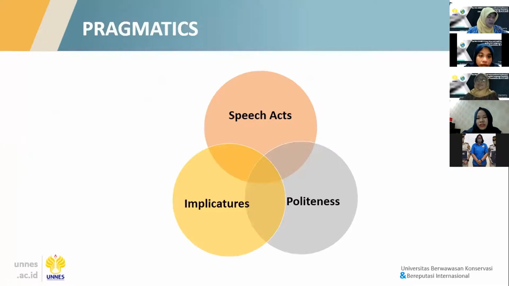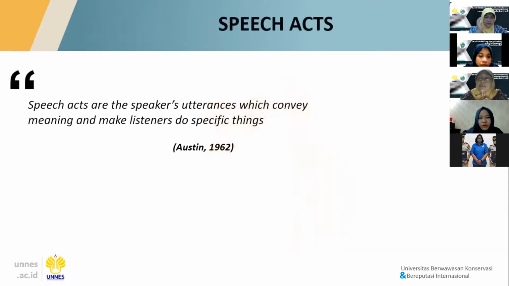This research focuses on speech acts, implicature, and politeness. And these three aspects were taught in our pragmatics class. So according to Austin, speech acts are the speaker's utterances which convey meaning and make listeners do specific things. So when the listener gets the meaning, gets the implicature, they can do what the speakers want.